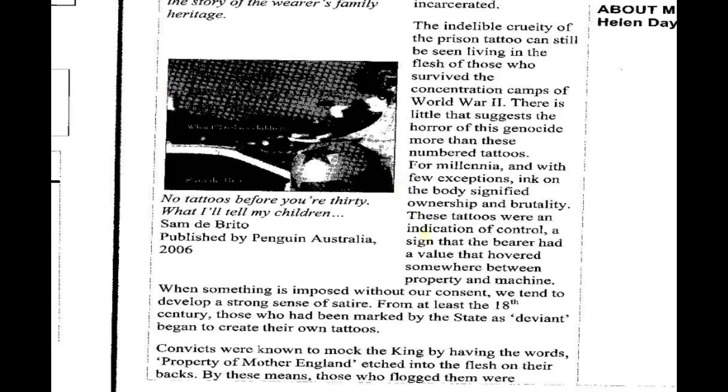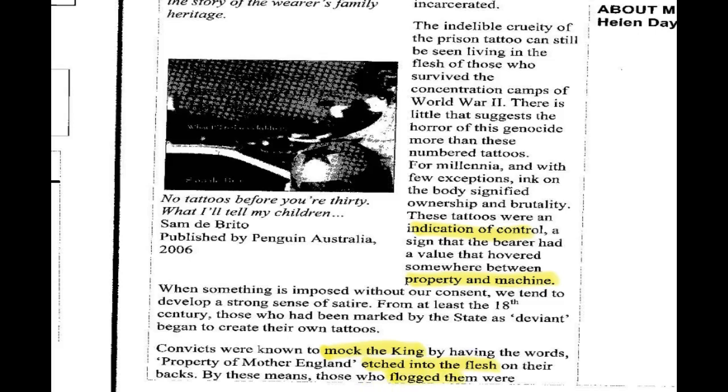The blog then continues. The tattoos are an indication of control, a sign that the bearer had a value over somewhere between property and machine. When something is imposed without our consent, we tend to develop a strong sense of satire. From at least the 18th century, those who had been marked by the state as deviant began to create their own tattoos. Convicts were known to mock the king by having the words property of Mother England etched into the flesh on their backs, and by those means, those who flogged them.